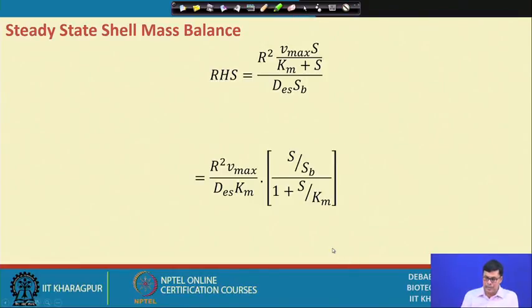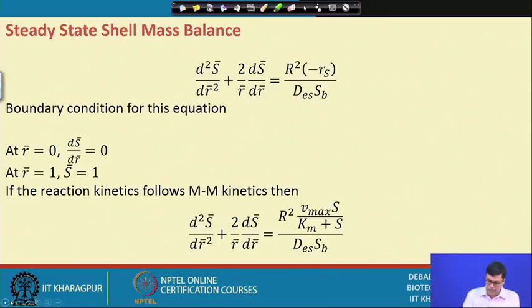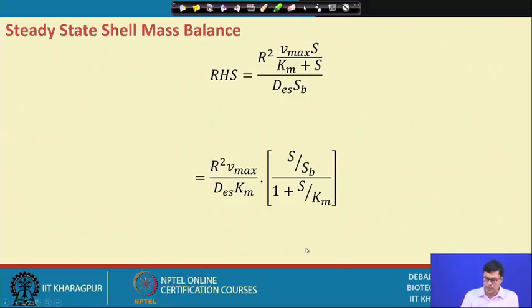Now, finally, if you look at the right hand side, I can write this equation in this form, and this is equal to r square v, and d km you can take it out. This I can write as s by sb, 1 plus that. Just we divide by SB, we can get this equation, and we can write this equation like this.